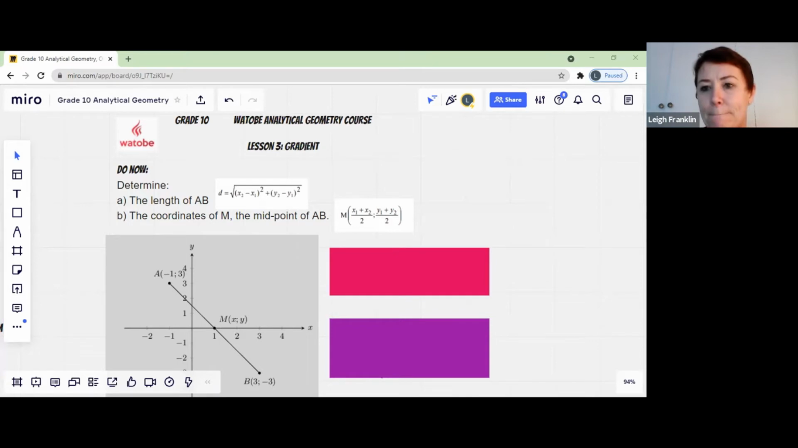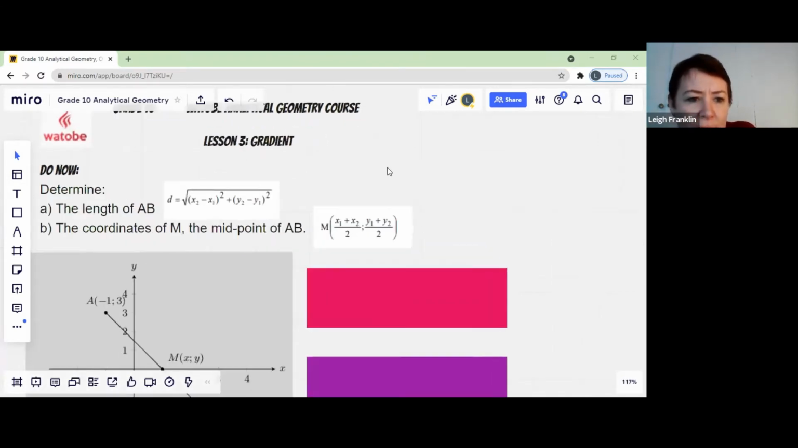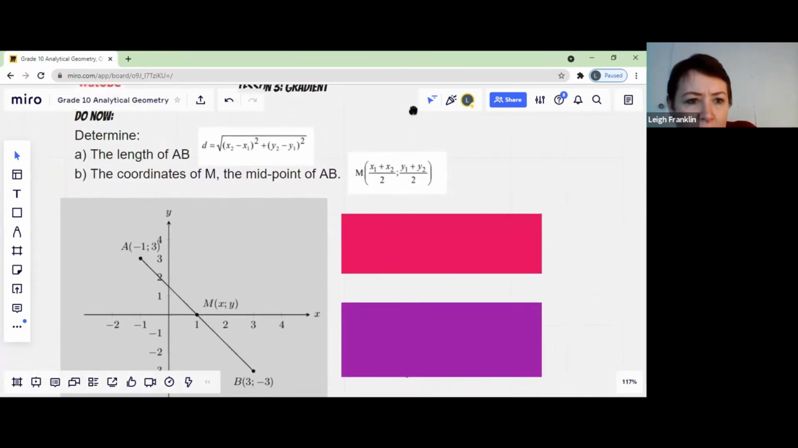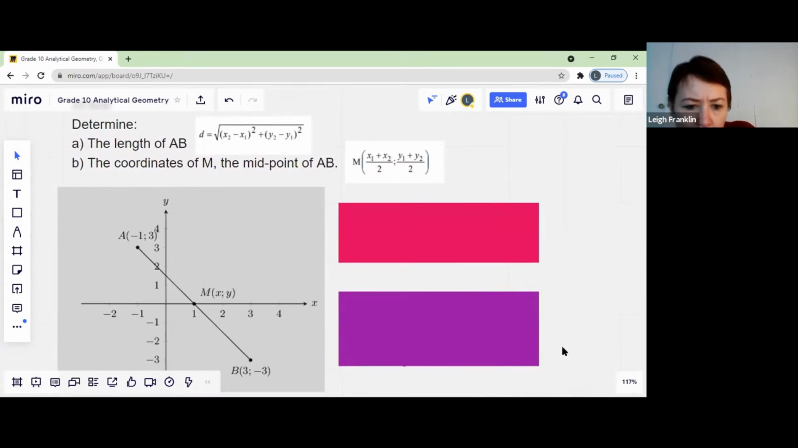Ma'am, can you please scroll down a bit? Sure, Sam, not a problem. Let me make this a little bit bigger. Is that better, Sam? Can you see a bit more now? Yes, ma'am, thank you. Okay, no problem. Sorry about that.